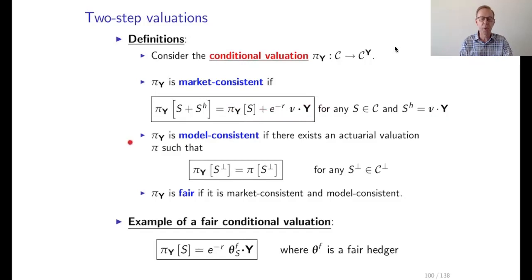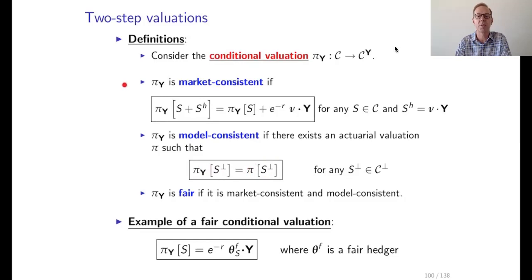Pi y is model consistent then if there exists an actuarial valuation pi such that pi y of s orthogonal is pi of s orthogonal for any orthogonal claim. So if we have an orthogonal claim, the derivative that we attach to the orthogonal claim is in fact pi of s orthogonal, so it's a constant. And we will then say that pi y is fair if it is both market consistent and model consistent.